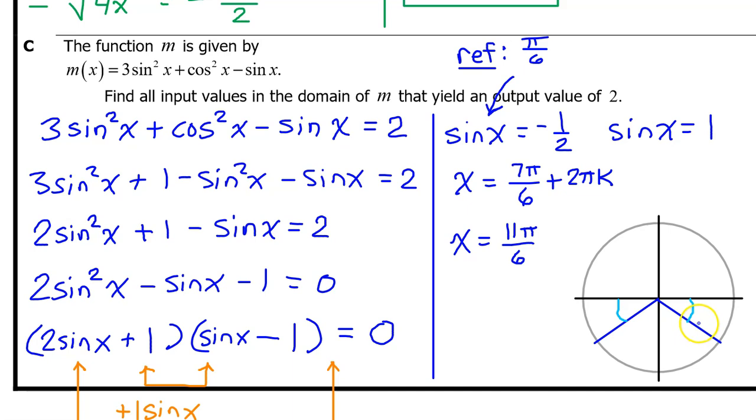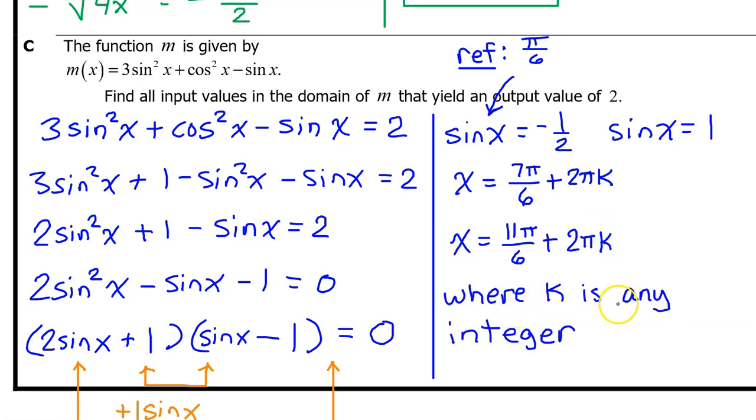Starting from the 11 pi over 6, we will get another solution every time we add 2 pi. So we can add all of the multiples of 2 pi by adding 2 pi k, where k is any integer. So these are the infinitely many solutions that we get from sine x equals negative 1/2.